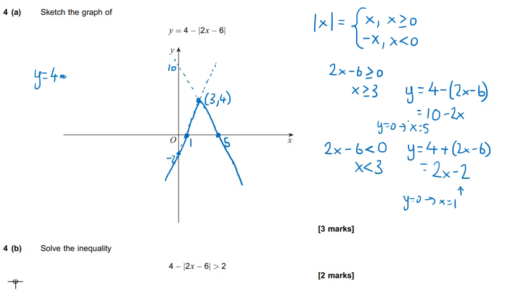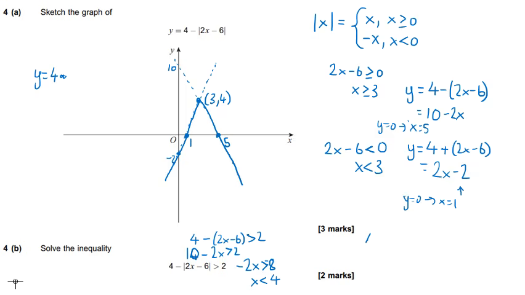For B, solve the inequality. So we're going to do the same sort of thing that we've just done there, split it up into two calculations. So you either get 4 minus 2x minus 6 is greater than 2, which is the same as writing 10 minus 2x greater than 2, or minus 2x greater than 8, and if we divide by minus 2, we have to change the sign of the inequality. If we divide or multiply by a negative number, that's something that we just have to remember to do. So minus 8 divided by minus 2 is 4, so that gives us x less than 4.